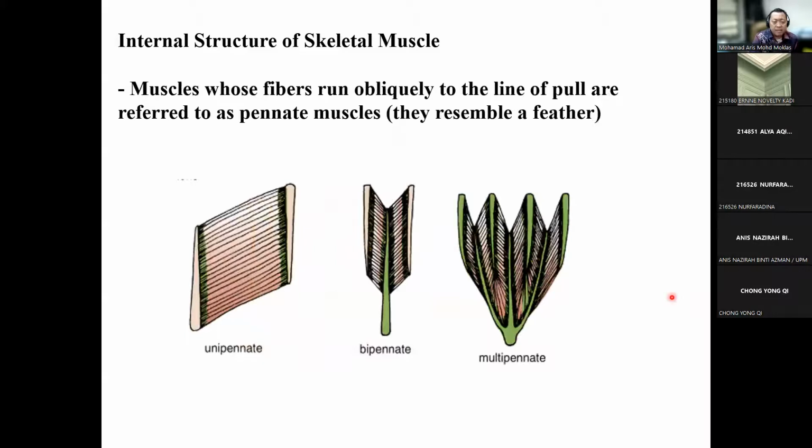Muscle fibers that run obliquely to the line of pull are referred to as pennate muscles. Yeah? These are pennate muscles because they resemble feathers. So it can be in the form of unipennate, only one direction, or it can be bipennate, or it can be in the form of multipennate.